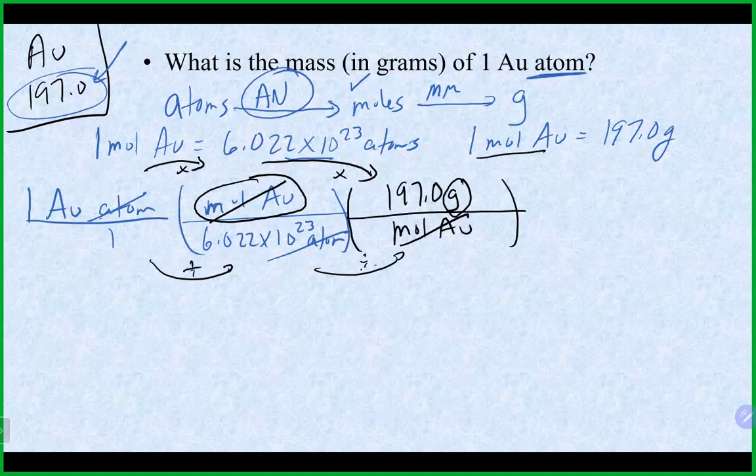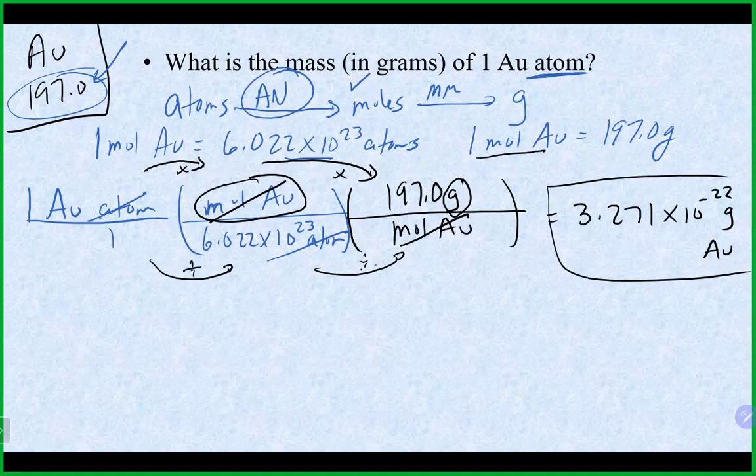Essentially, up on top, we basically just have 197. You can multiply it by 1, but nothing much is going to change there. We're going to divide it by Avogadro's number, making sure to use our exponent button. And that would get us 3.271 times 10 to the minus 22 grams of gold, which is a very small number, which you would expect since it is one single gold atom in this case. First off, any questions on that there?